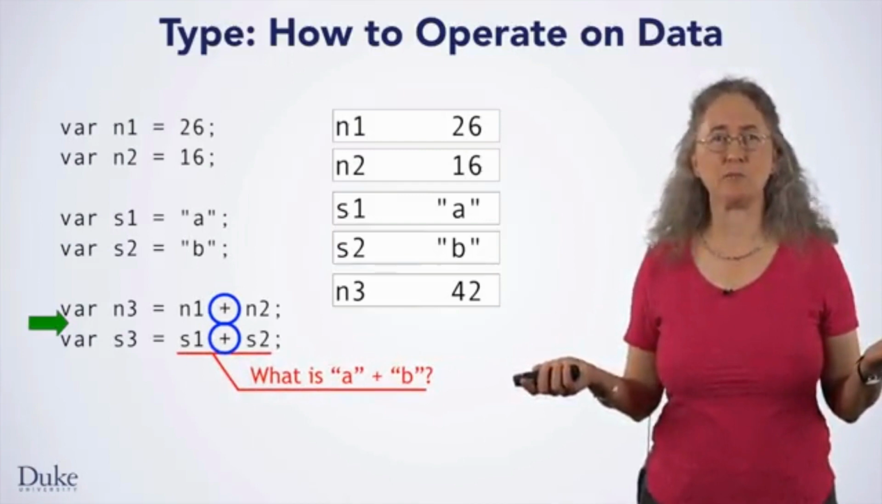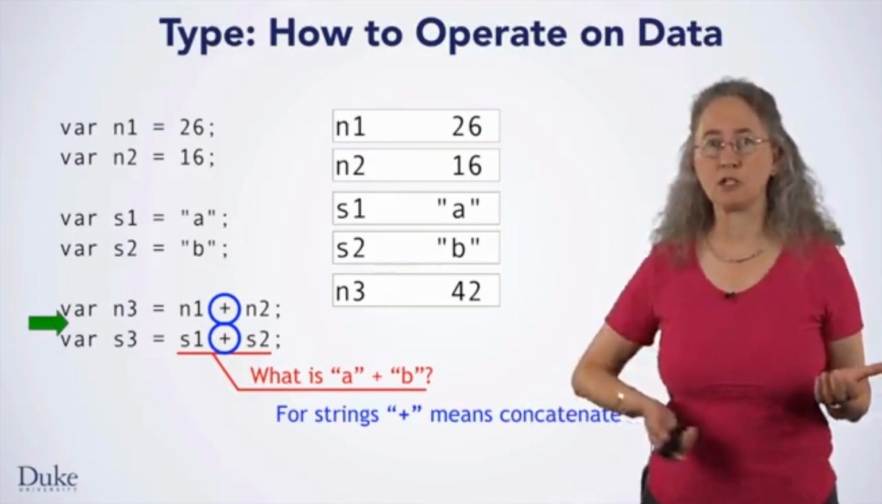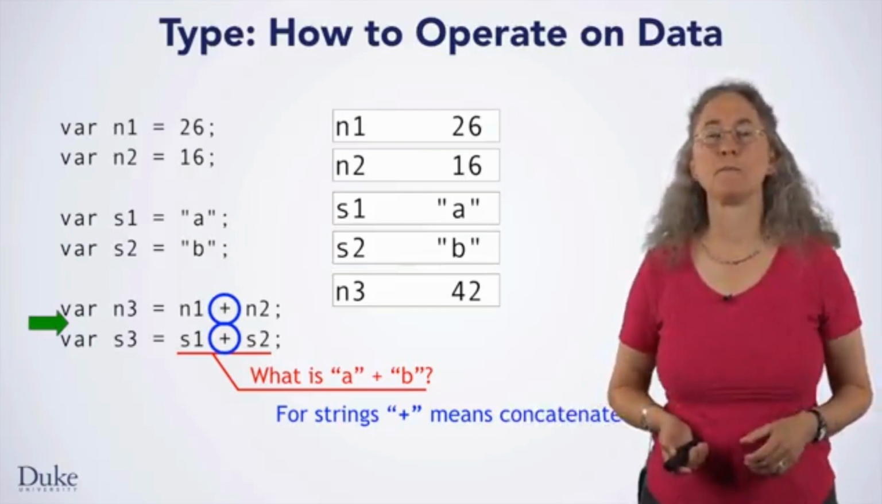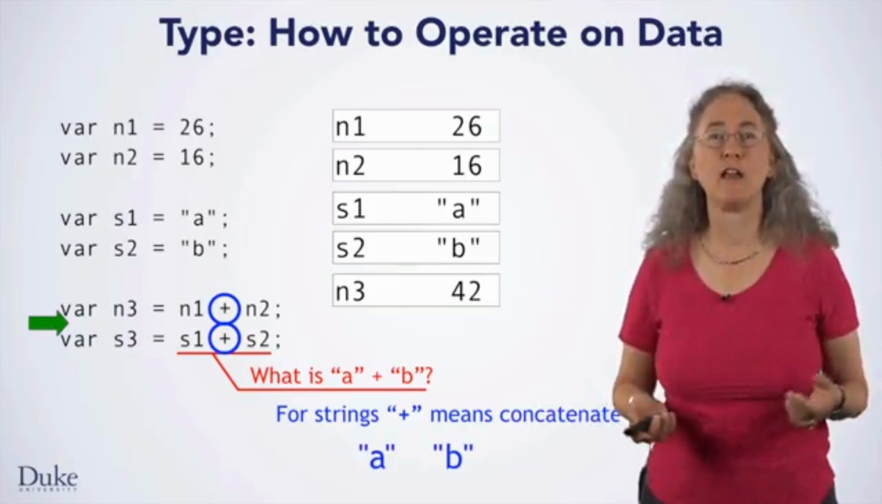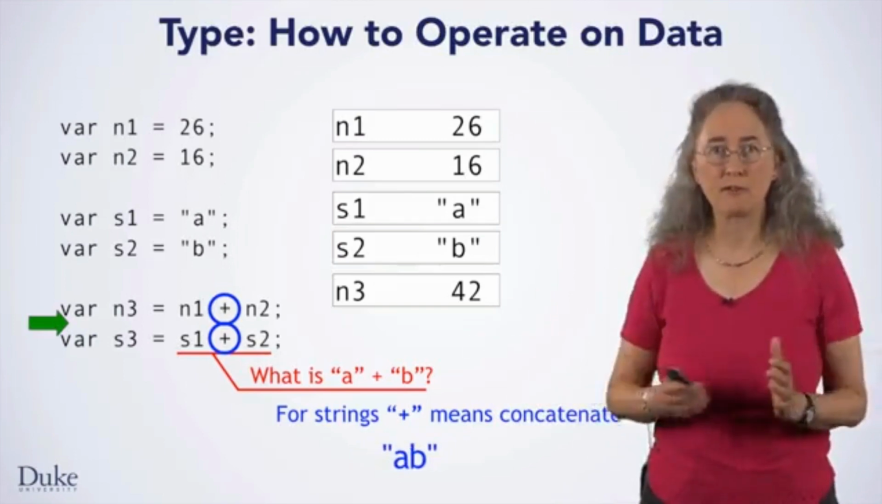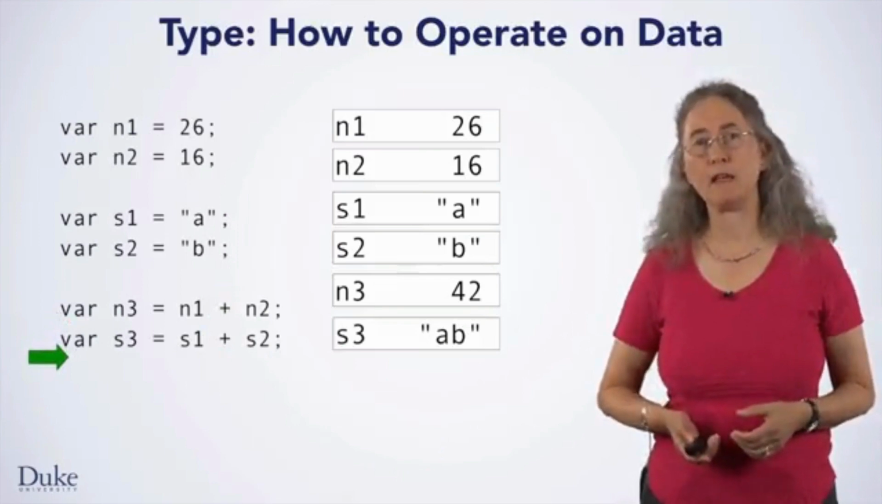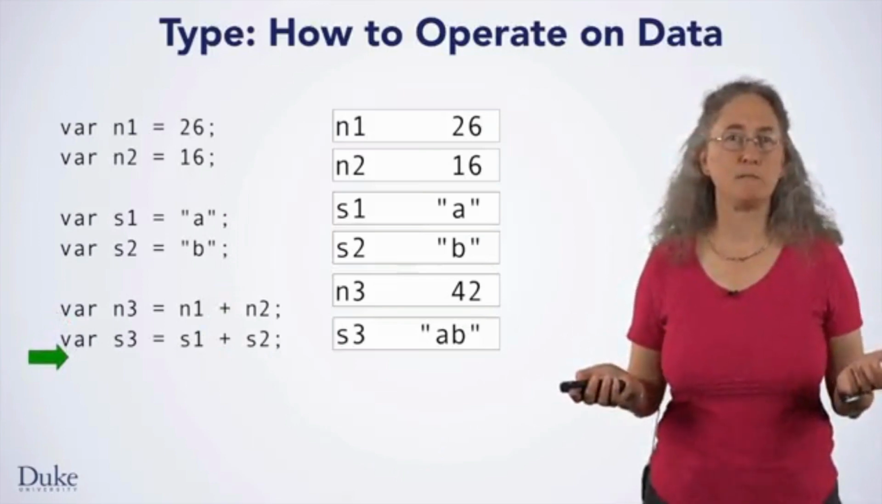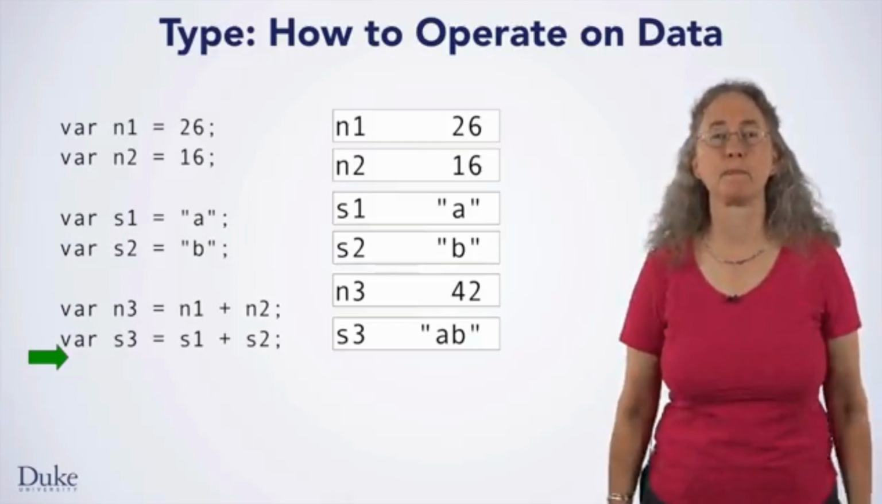What does it mean to do plus on strings? For strings, plus does not mean numeric addition, it means concatenation. Concatenation is a fancy word for taking two strings and sticking them together one after the other. So you get S3 equals the string AB. Notice how plus meant two different things based on the type of the data it was operating on.